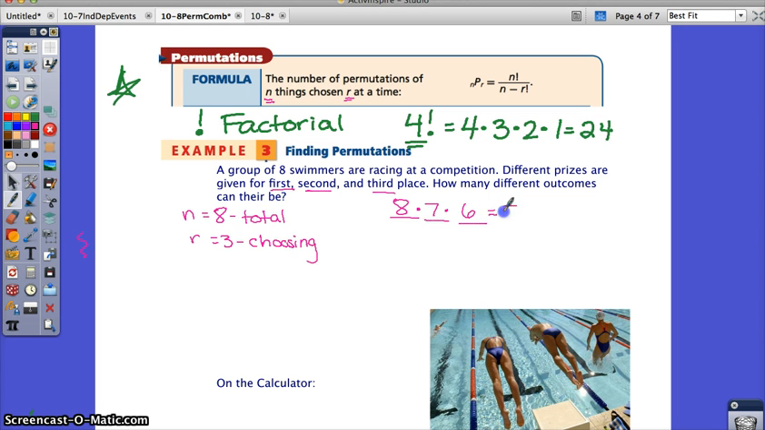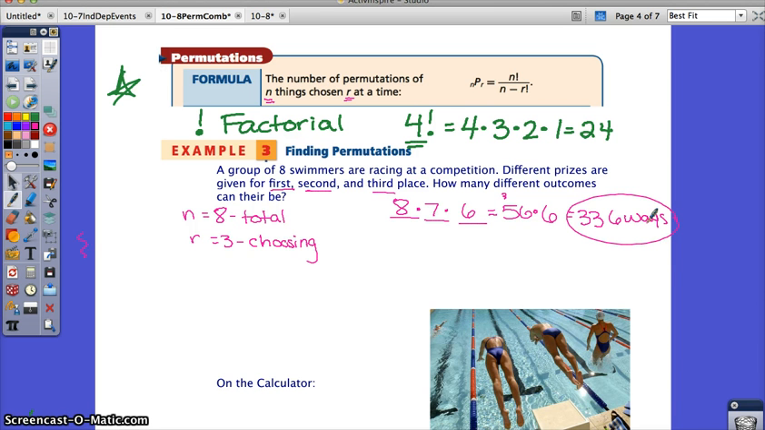Well, 8 times 7 is 56, and 56 times 6, you should be able to do that without a calculator. 6 times 6 is 36, carry the 3. 6 times 5 is 30 plus the 3. So you have 336 ways or orders for this to happen in.